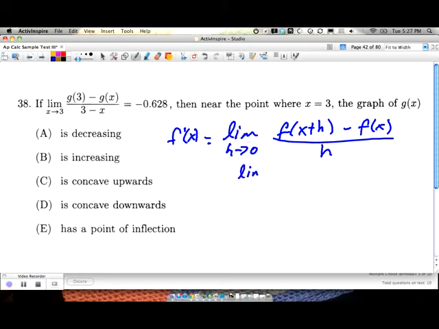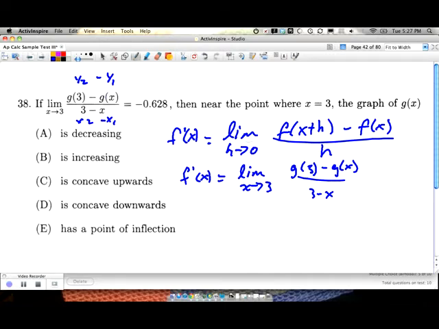We're looking at the limit as x approaches 3 of g of 3 minus g of x over 3 minus x. That also equals f prime of x. How do I know this? Well, this is really just slope formula. We got y2 minus y1 and x2 minus x1. So we're looking at slope, but this slope is becoming so instant. We're going from 3 to 3, basically. So we're looking at the instant slope at 3, which means the derivative.